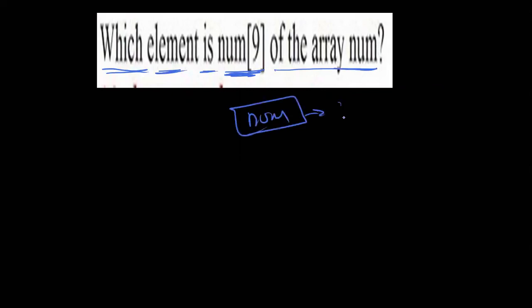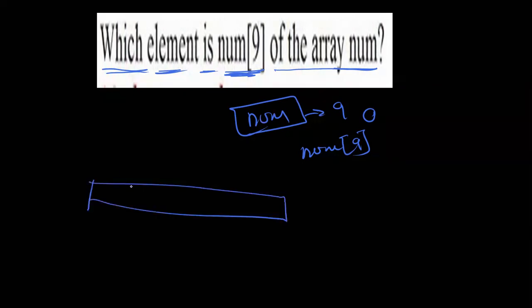See, next question. Maybe you will feel it is a little tricky here. But it's a very simple question. Which element is num9, number 9 of array num? Which element is there on number 9? It's actually very simple, but it looks confusing. I will say how to answer this question. For example, this is an array with some locations, 1, 2, 3, 4, 5, 6.